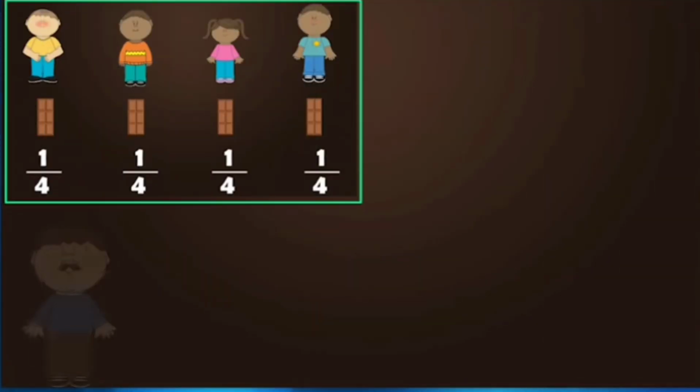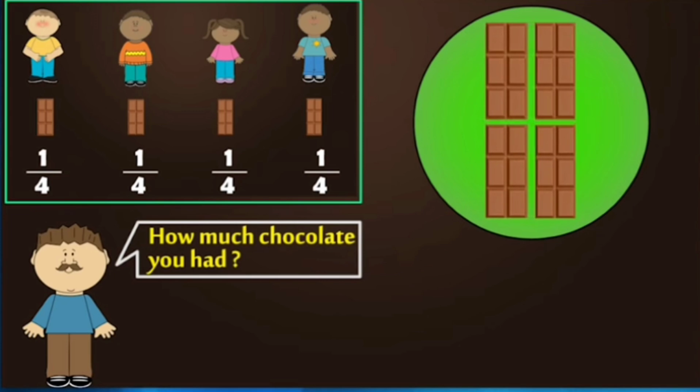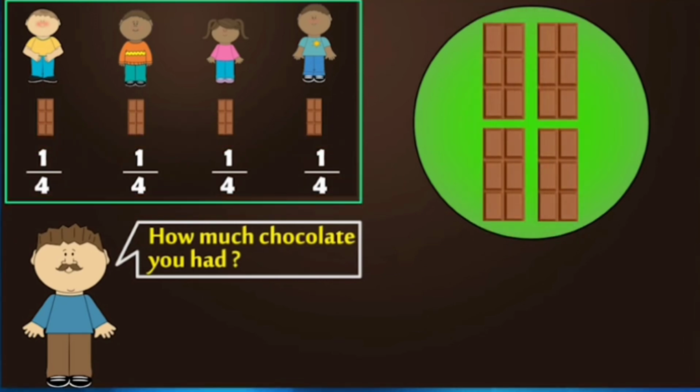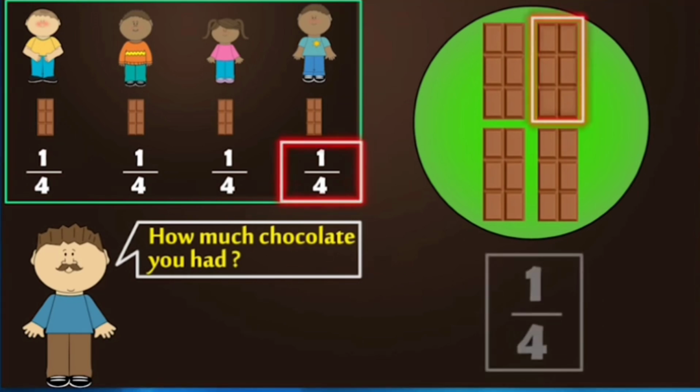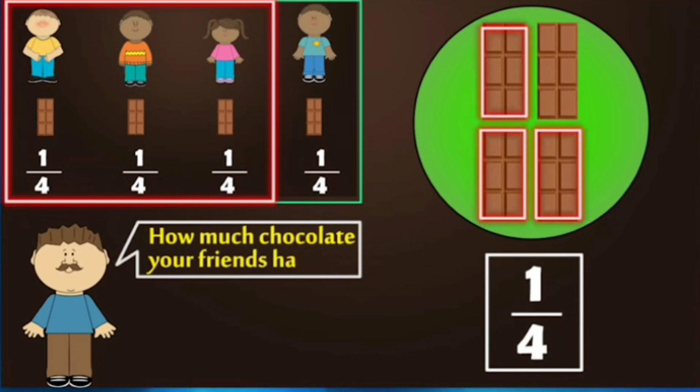Now, suppose your uncle asks you how much chocolate you had. You will not say you had one big chocolate, you divided it into 4 equal parts and ate one part of it. But now, as you know what fractions are, you will proudly say you ate 1/4 part of the chocolate. Now, can you tell me how much part of the chocolate all your remaining friends had? 3 parts of the chocolate were remaining out of 4. So, they all had 3/4 part of the chocolate.